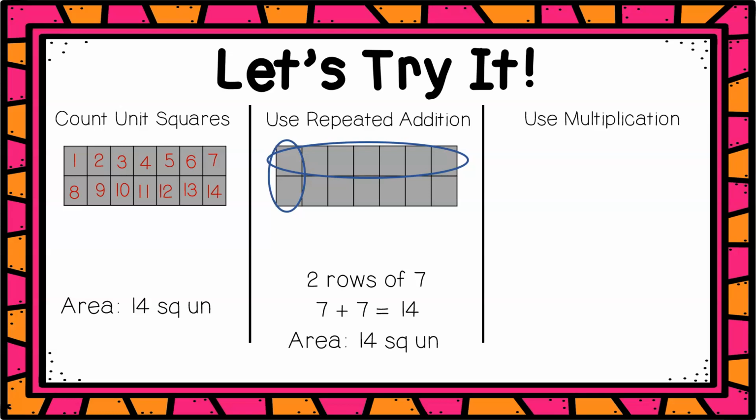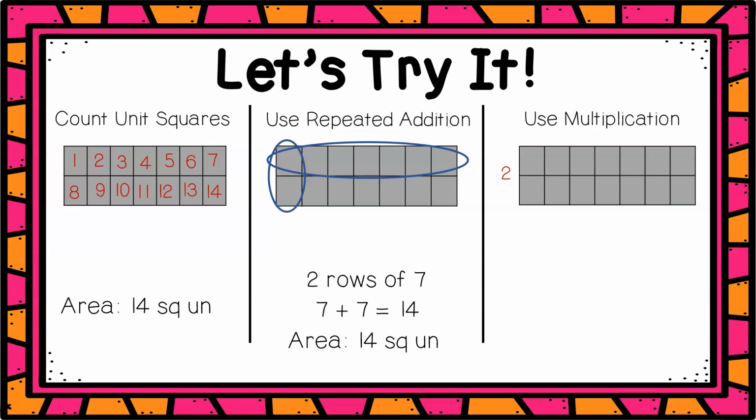Now finally we're going to use multiplication. We see that we have 2 rows down, we have 7 in each row, we have 2 rows of 7. We set up 2 times 7, and we know 2 times 7 is 14, so the area is 14 square units.